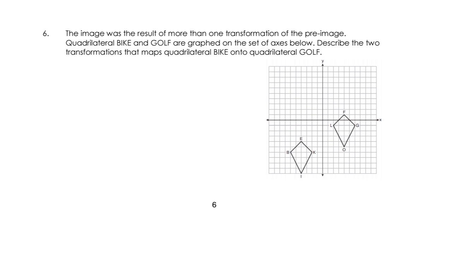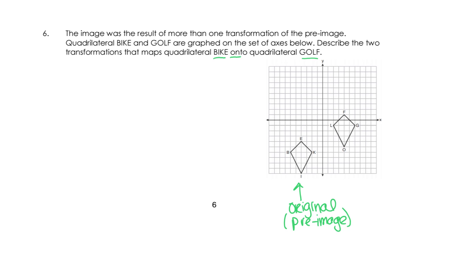It says that the image was the result of more than one transformation of the pre-image. Quadrilateral BIKE and GOLF are graphed on the set of axes below. Describe the 2 transformations that map quadrilateral BIKE onto quadrilateral GOLF. So BIKE is our original, also known as the pre-image. That was easy to tell in the last one because they used primes. In this one, they didn't use primes, okay?